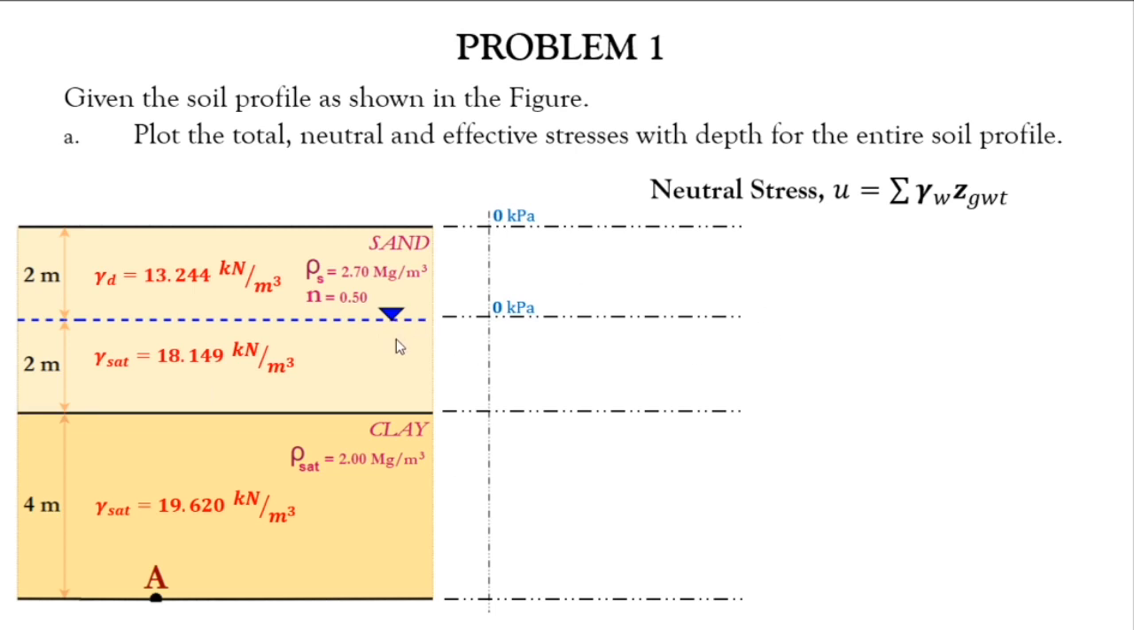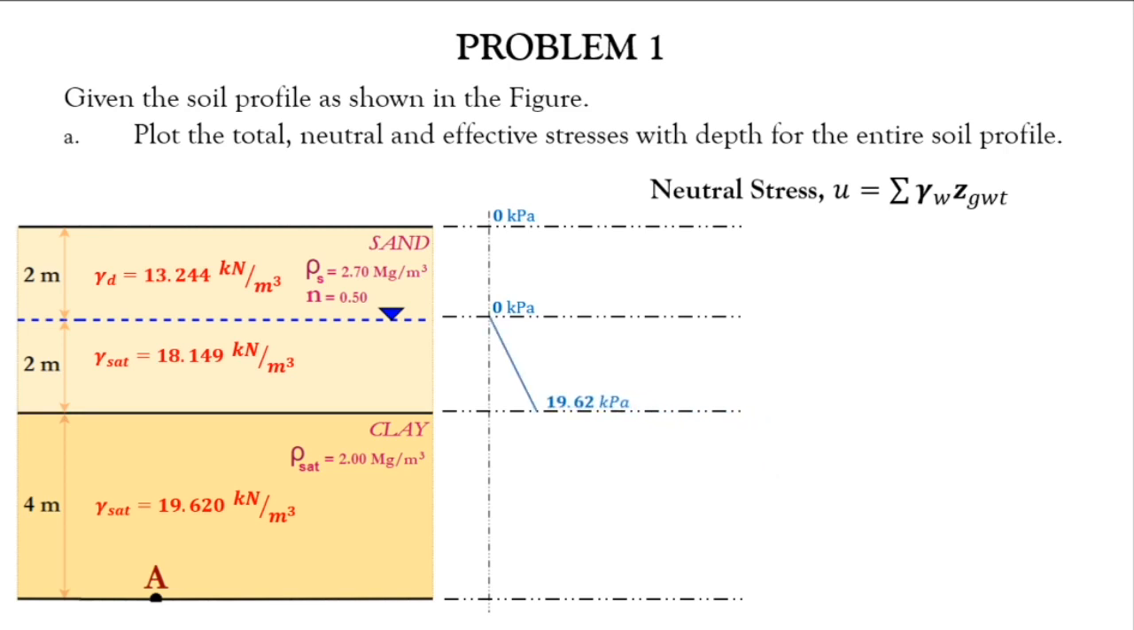So as you go down, you experience pressure due to the water particles. The pressure at this point is the unit weight of water. Let's add 0 first, and then plus the unit weight of water times the height of water at this point. At this point, the height of water is 2 meters, measured from the groundwater table. So the total neutral stress is 19.62. Let's put that in. There.